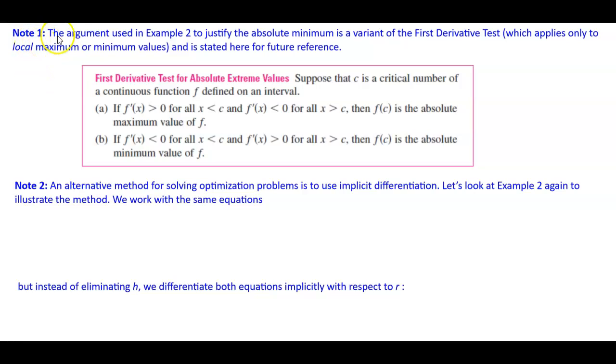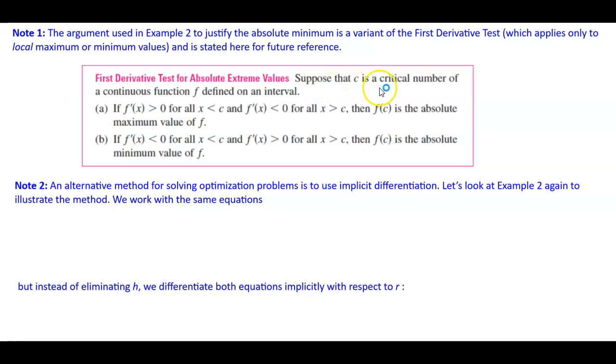Now let's make note of one. The argument used in the previous example, or example 2, to justify the absolute minimum is a variant of the first derivative test, which applies only to local maximum or minimum values, and is stated here for future reference. Recall the first derivative test for absolute extreme values.